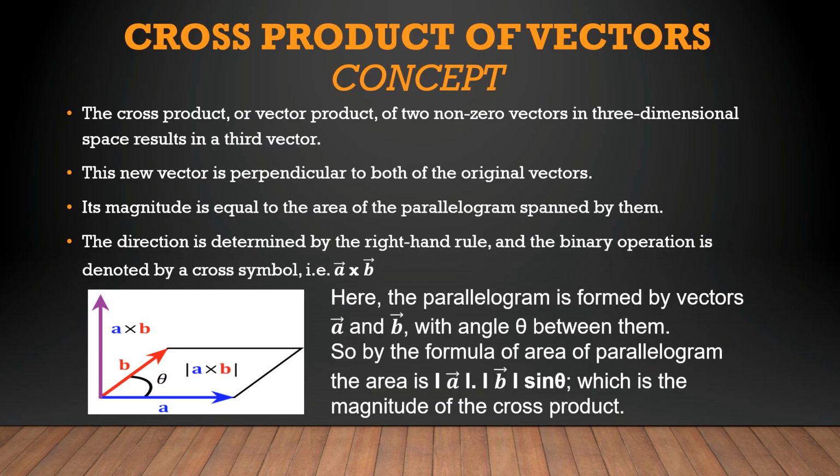The direction is determined by the right hand rule, which we are going to see, and this particular binary operation is denoted by A cross B. That means A cross B is the vector product or the cross product of vectors A and B.